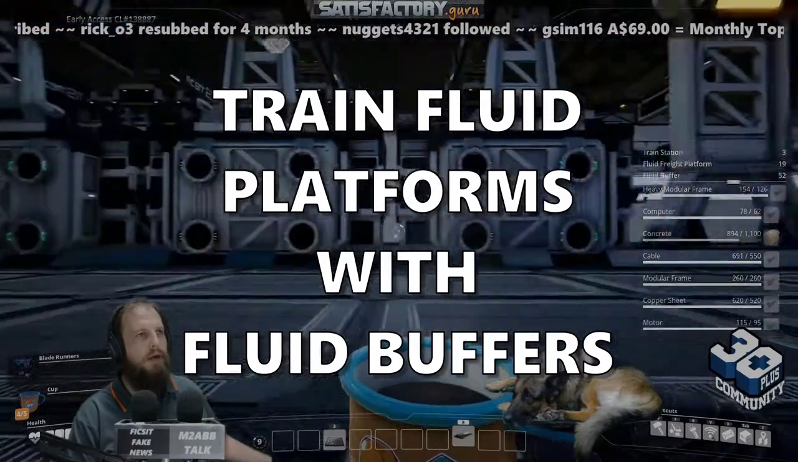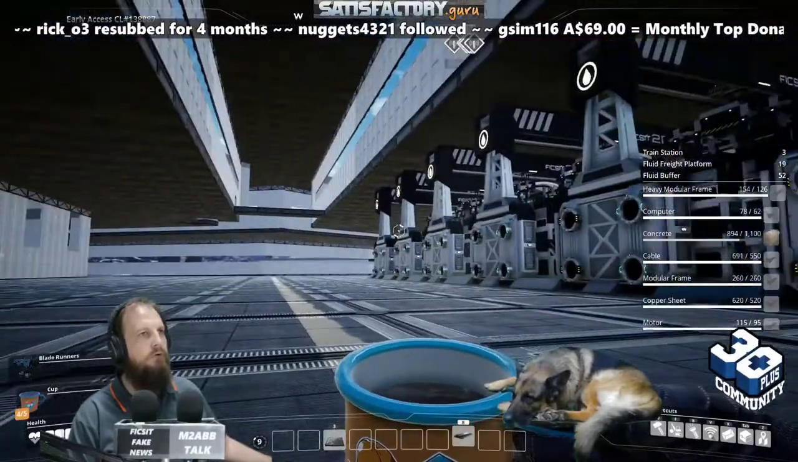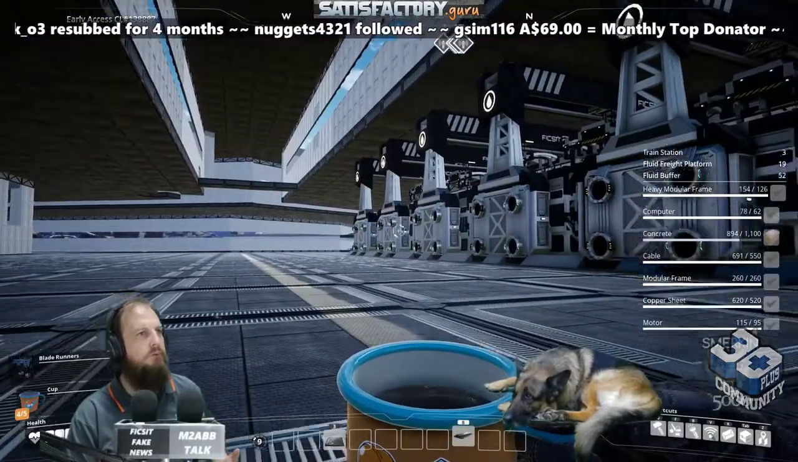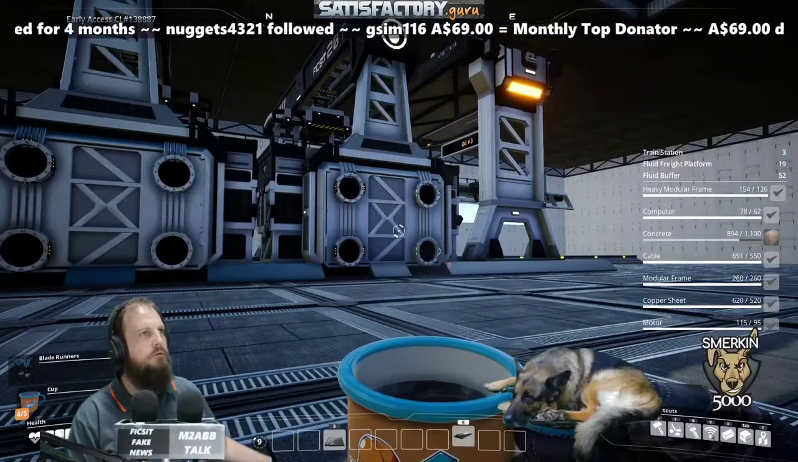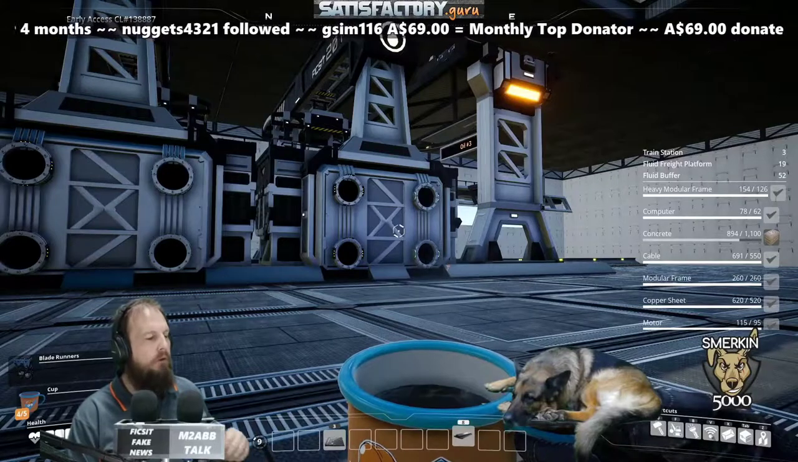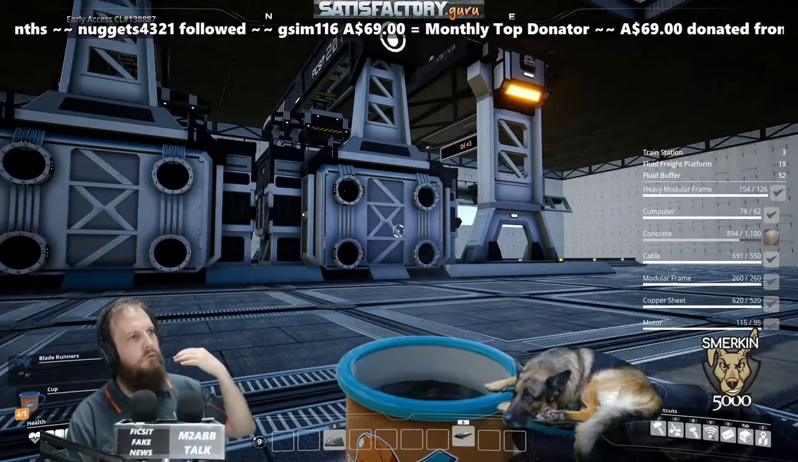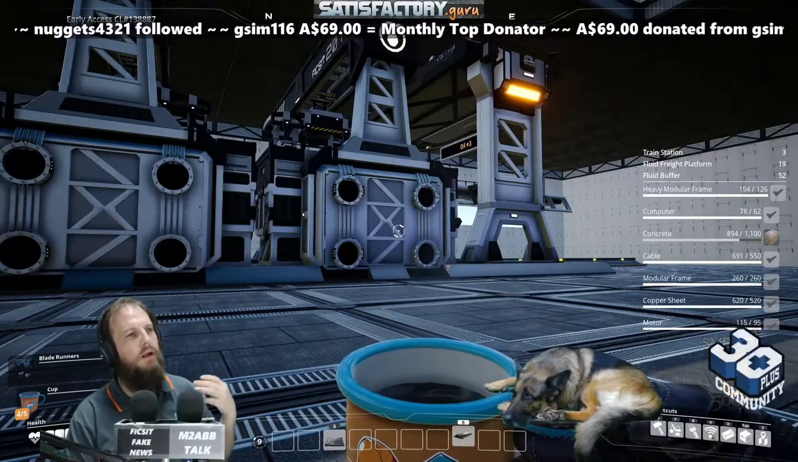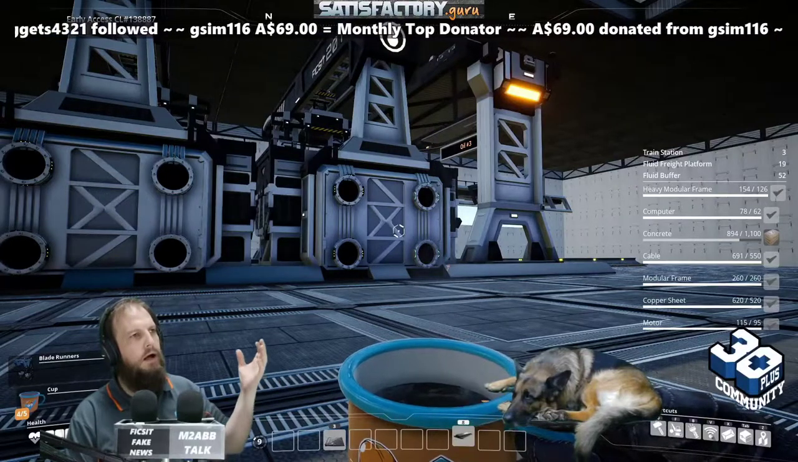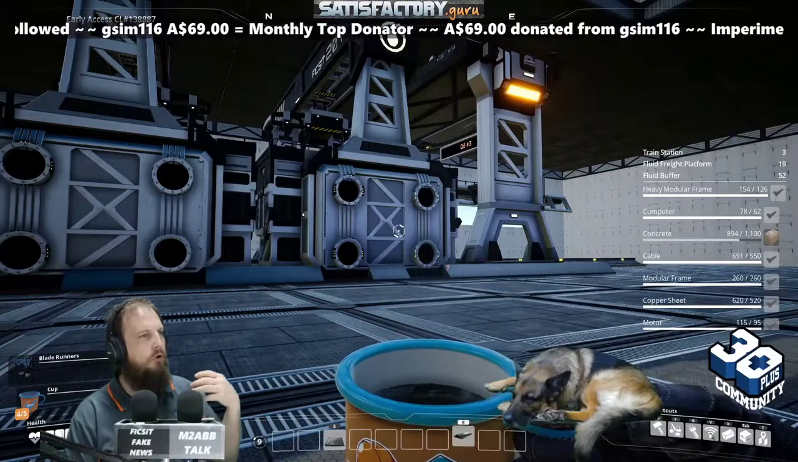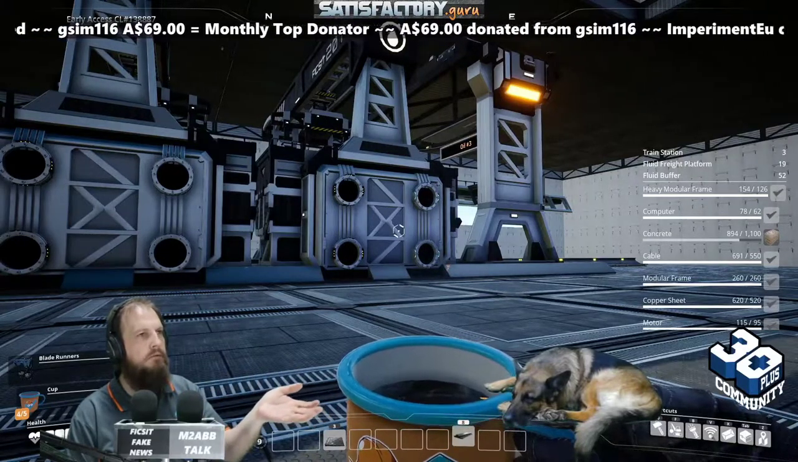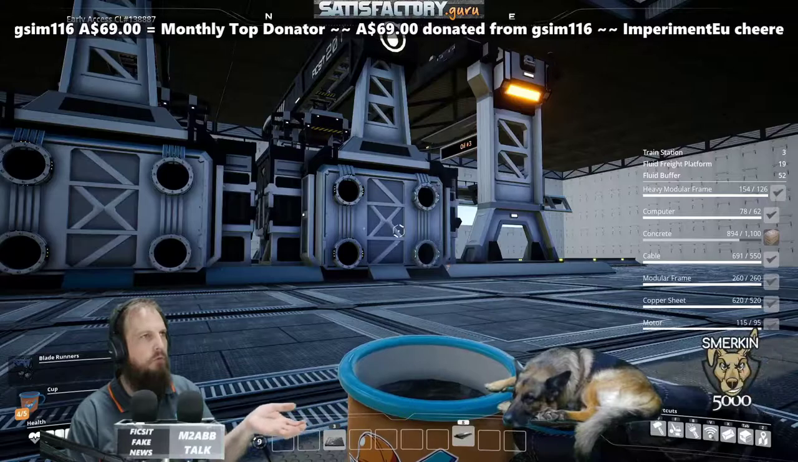All right, so what we have here is our train station at our destination where we want to unload the fluids. In this case, it's oil. And I want to set up some buffers because when a train station does a load or an unload action, the train station will stop accepting or outputting product like oil or water.